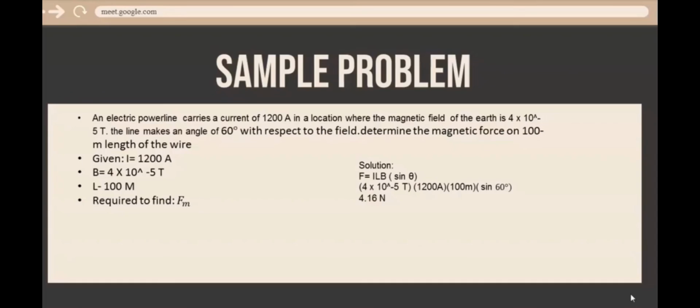Solution. F equals ILB sin theta, which is 4 times 10 to the power of negative 5 T times 1,200 amperes times 100 meters times sin 60 degrees. The answer is 4.16 N.